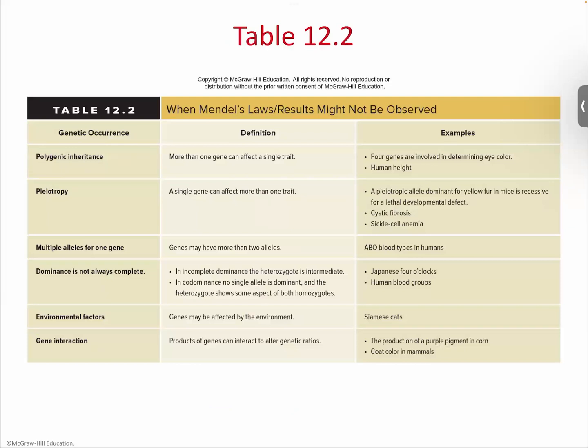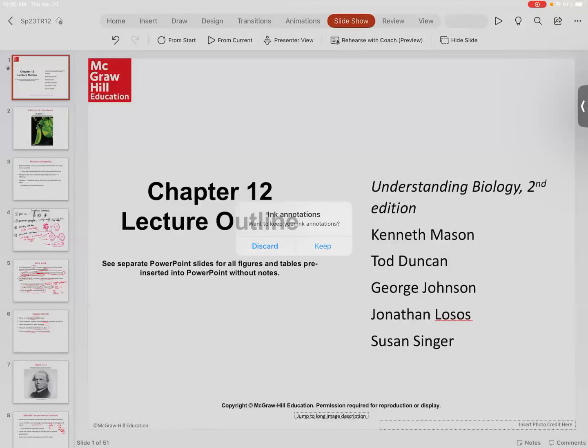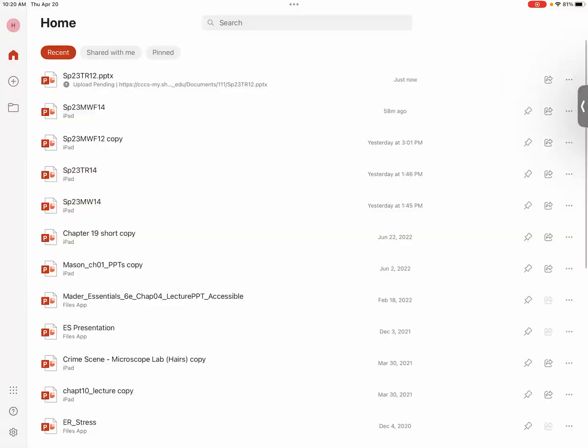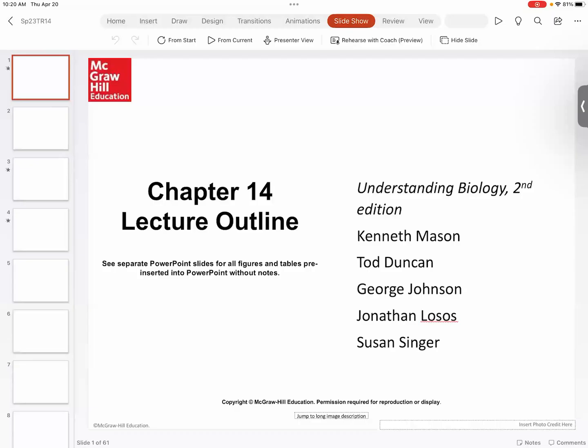So for those of you table people, this is basically my list, only it's in a table. Okay, so all the patterns of inheritance. So that's the end of 12. And onward to 14.